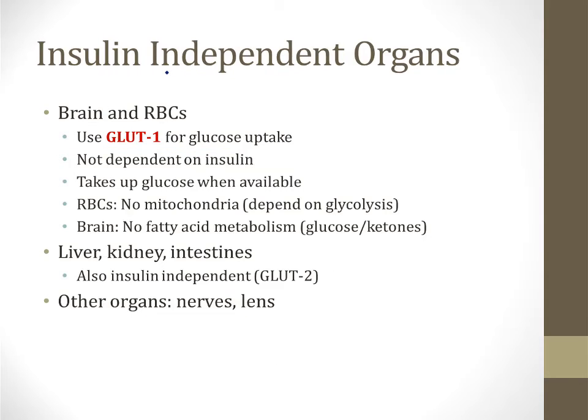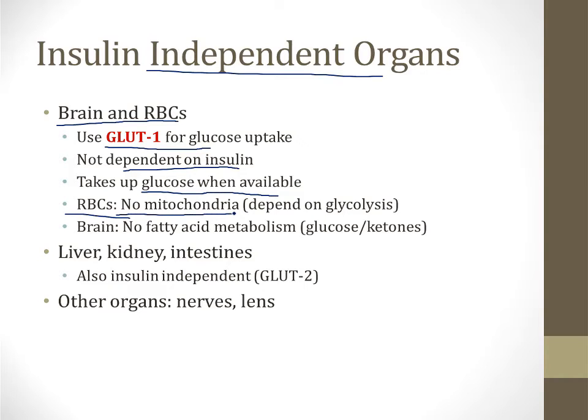Many other organs and tissues are called insulin independent. Two of the very important ones are the brain and the red blood cells, which use the GLUT1 transporter for glucose uptake. This transporter is not dependent on insulin, and it will take up glucose whenever it's available in the plasma. This is important for red blood cells because they lack mitochondria and cannot perform oxidative phosphorylation, so they are entirely dependent on glycolysis to meet their energy needs. The brain cannot metabolize fatty acids, so therefore it is dependent on glucose and ketone bodies.